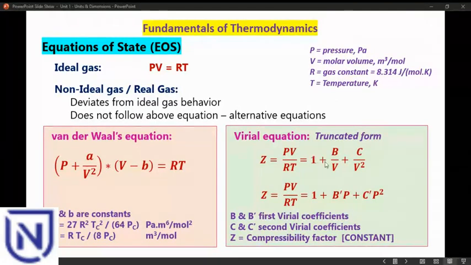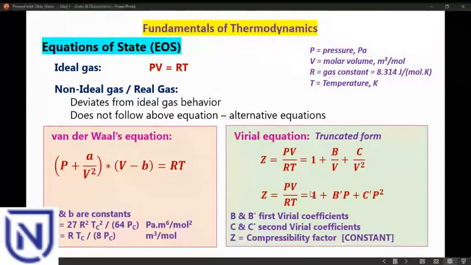So it is 1 plus a constant. B is a constant, not this B. This is different; these are two different equations. So B by V, where V is molar volume, plus C, a constant, by V square. Now, B and C are called virial constants, or virial coefficients. B and C are called the first virial coefficient and second virial coefficient. How do I say first and second? V is power 1, so B is the first order virial coefficient. V is power 2, so C is the second virial coefficient.